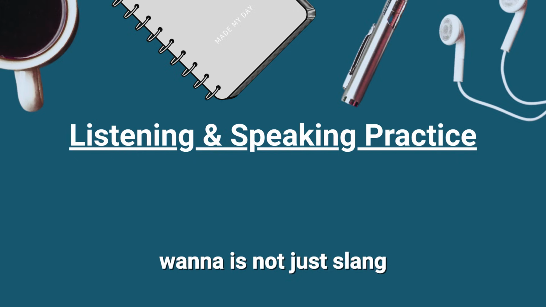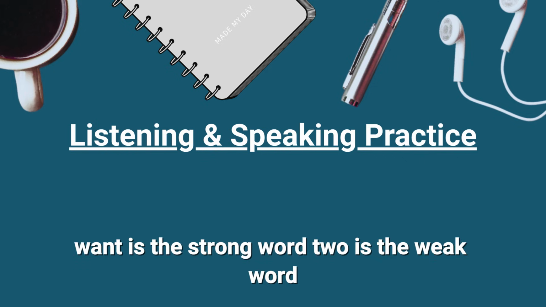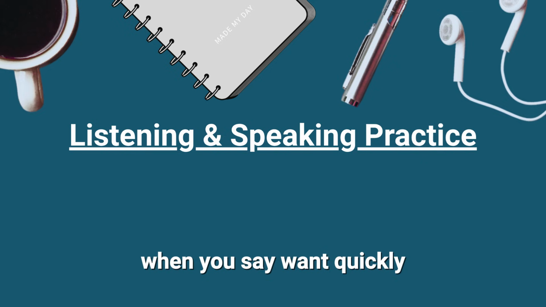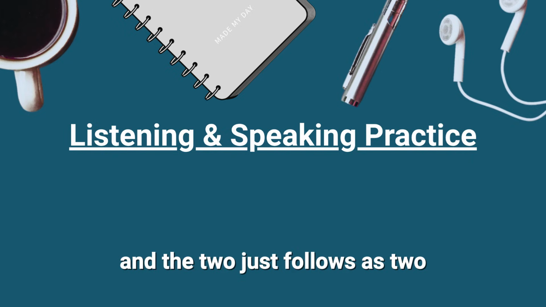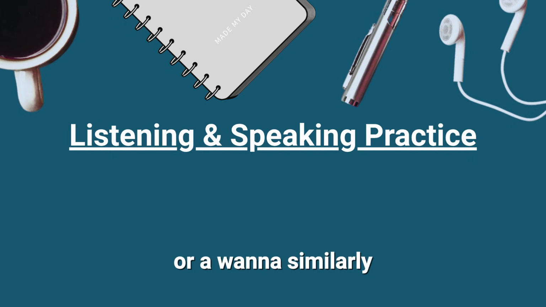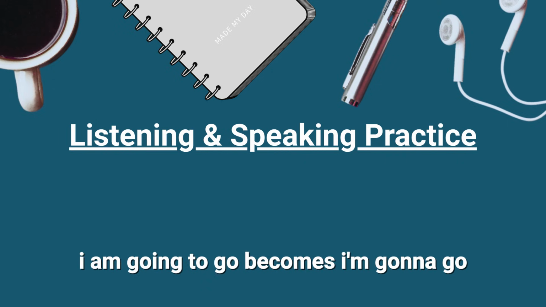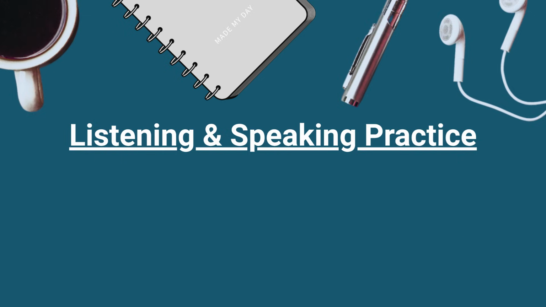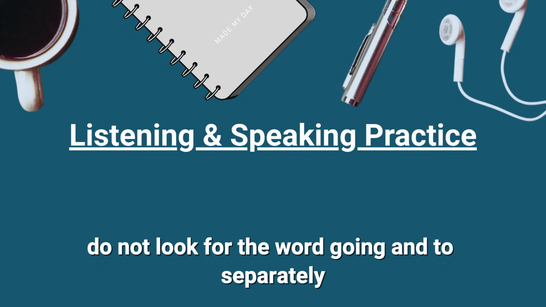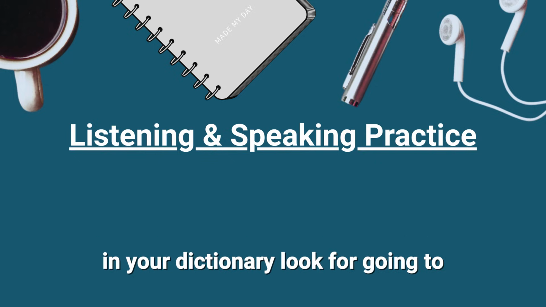Wanna is not just slang, it is the natural result of weak forms. Want is the strong word. To is the weak word. When you say want quickly, your tongue is already in position for the T, and the to just follows as 'ta' or 'a'. Wanna. Similarly, going to becomes gonna. I am going to go becomes I'm gonna go. Gotta is got to. I have got to go is I've gotta go. These are essential contractions for listening. If you hear gonna, do not look for the words going and to separately in your dictionary.